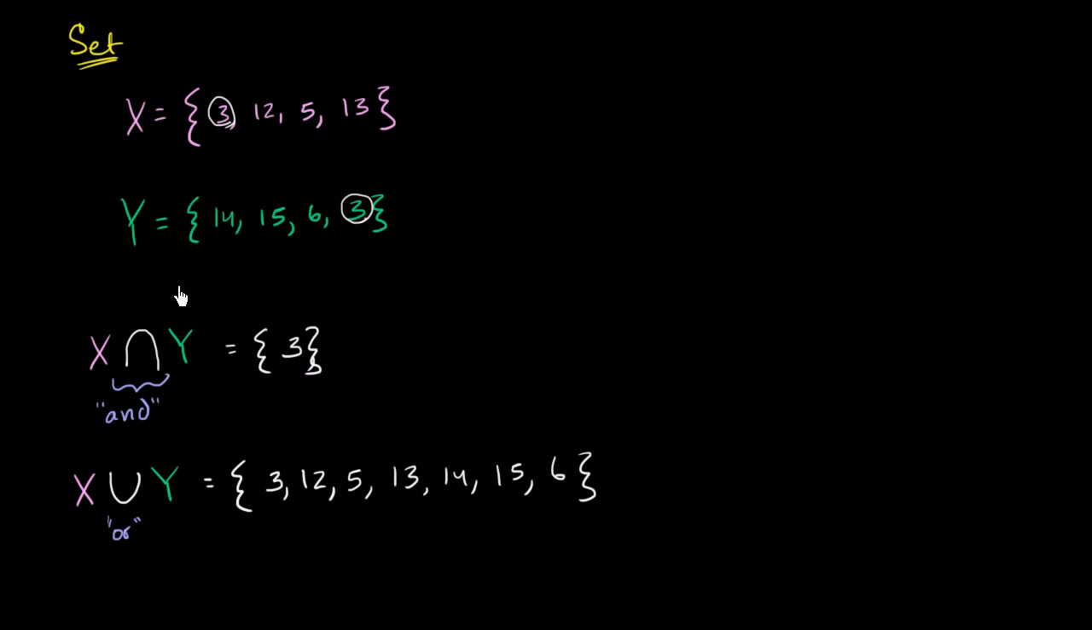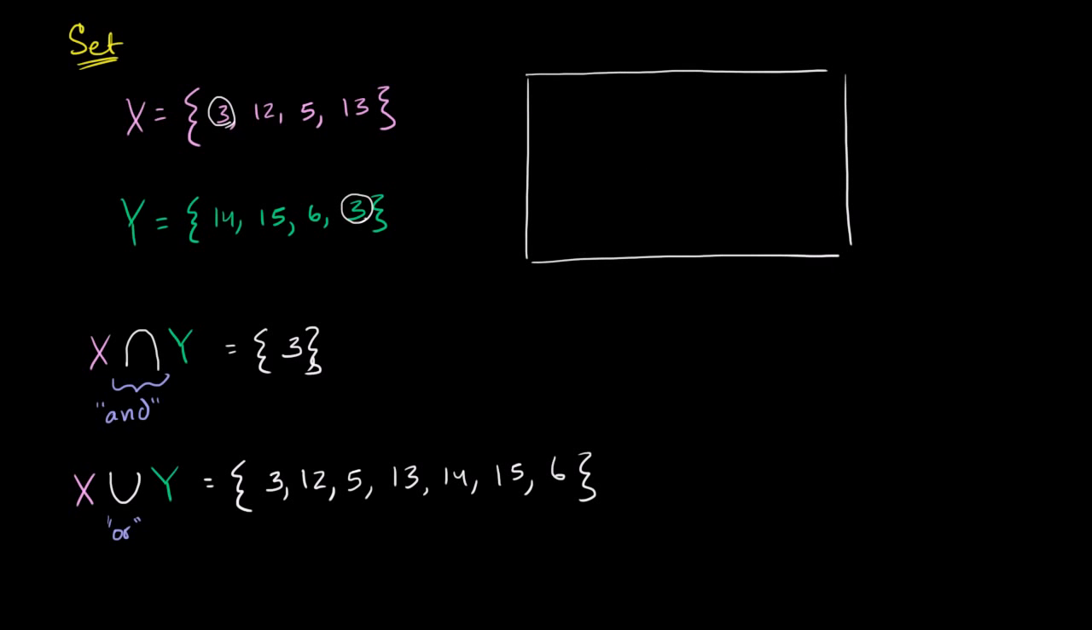And one way to visualize sets and visualize intersections and unions and more complicated things is using a Venn diagram. So let's say this whole box, you could view that as a set of all numbers. We have set X, I'll just draw as a circle right over here. And I could even draw the elements of set X. So you have 3, 5, 12, and 13.